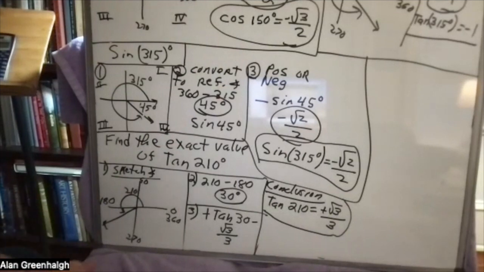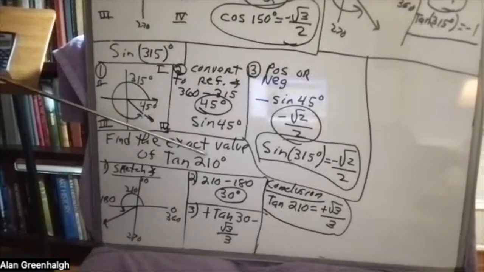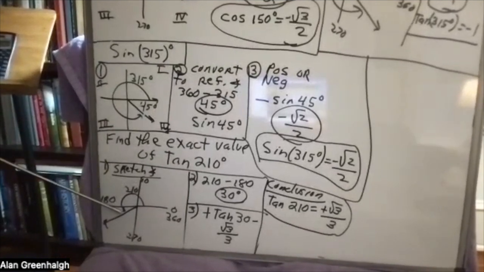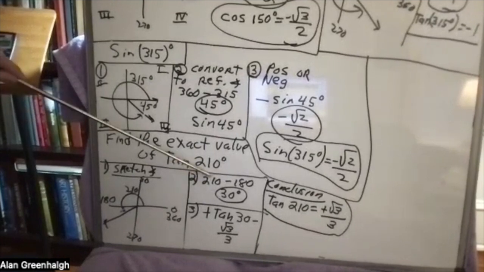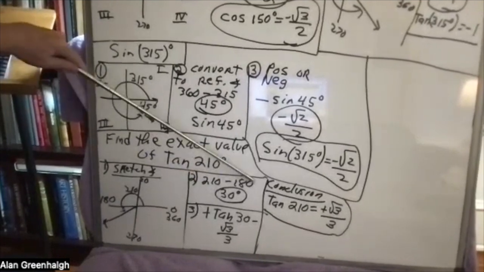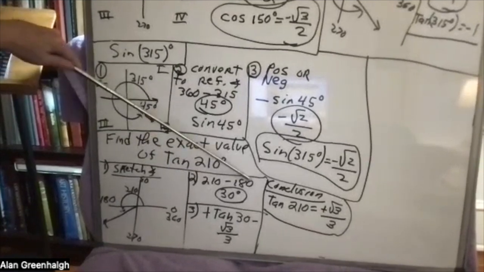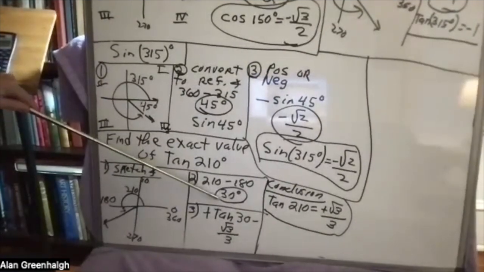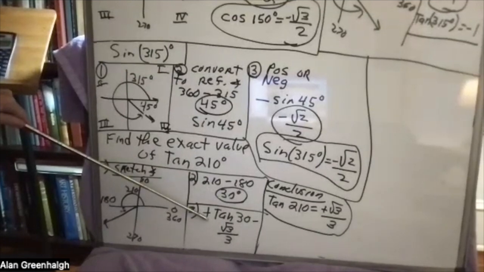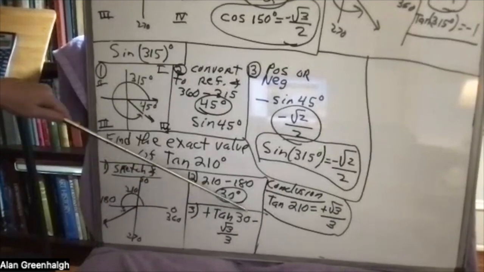So once again, going through it again, sketch the angle, the 210 degree angle. It's in the third quadrant. In the third quadrant, we convert the angle to a reference angle by subtracting the angle minus 180. That's what I did here. The angle was 210. 210 minus 180 was 30. Then we needed to know if it was positive or negative. In the third quadrant, tangent is positive. So we know it's going to be positive, the tangent of 30.